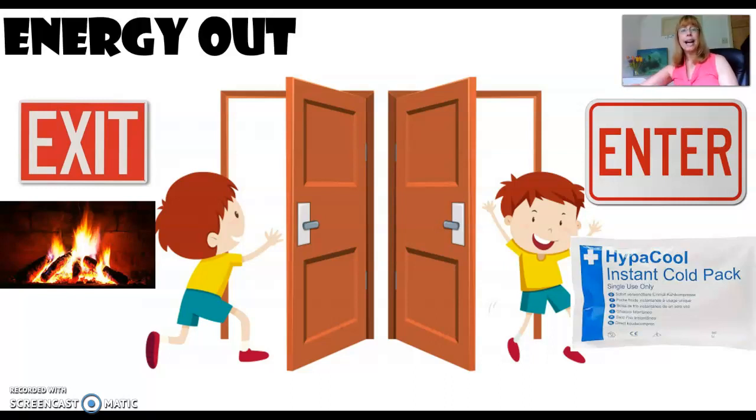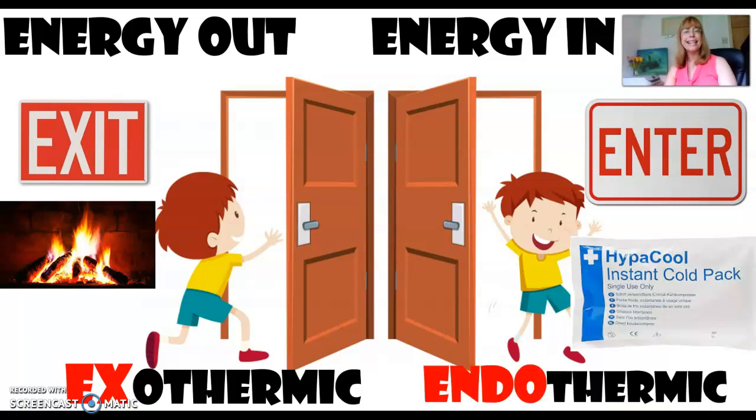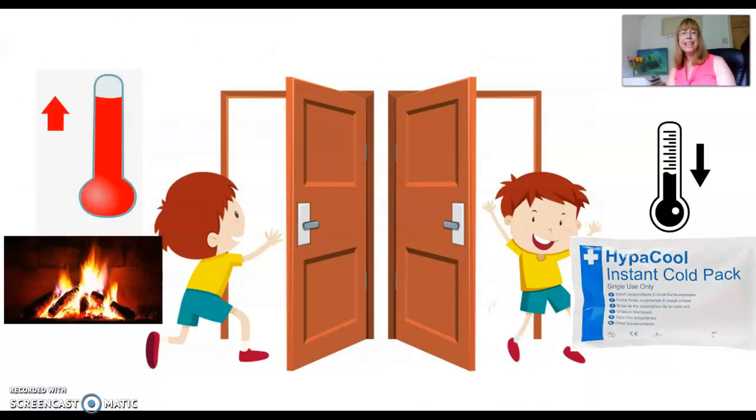Well, when energy is going out, it's a little bit like me going out the exit. That reminds me that when energy is going out, it's called an exothermic reaction. Nice and easy to remember. And when energy is coming in, when I'm entering, it's coming into the chemicals rather than being released out of the chemicals. I call it an endothermic reaction. So you've now got two new keywords you can use to describe reactions. How do we know that it's exo or endothermic?